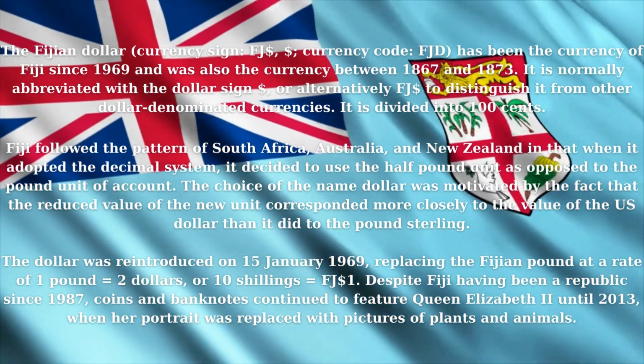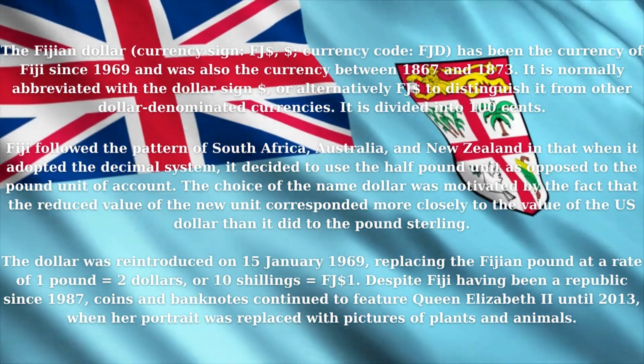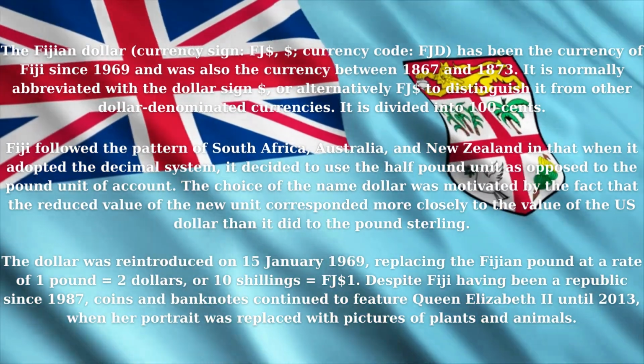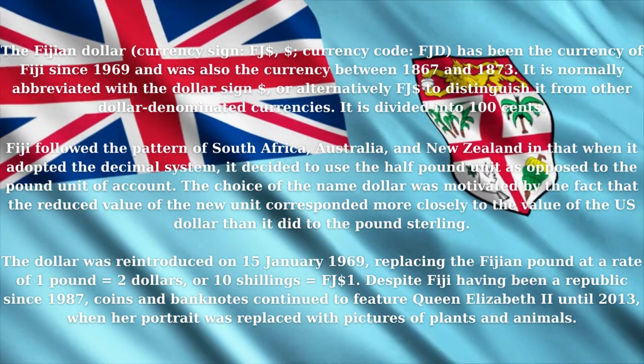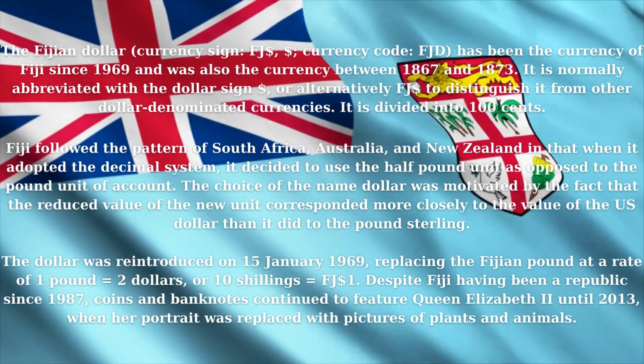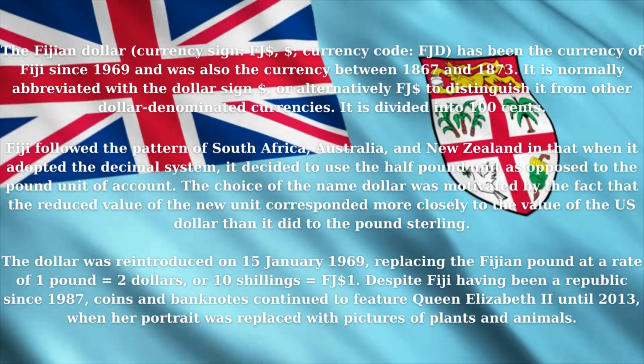Fiji followed the pattern of South Africa, Australia, and New Zealand in that when it adopted the decimal system, it decided to use the half-pound unit as opposed to the pound unit of account. The choice of the name dollar was motivated by the fact that the reduced value of the new unit corresponded more closely to the value of the US dollar than it did to the pound sterling.